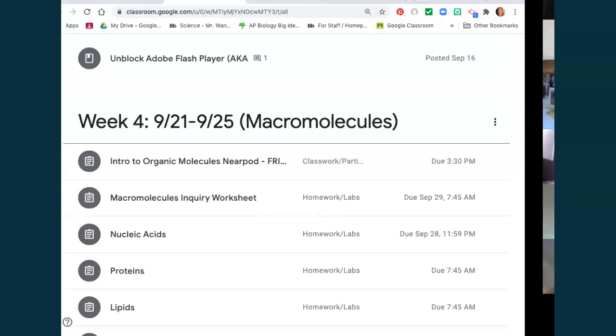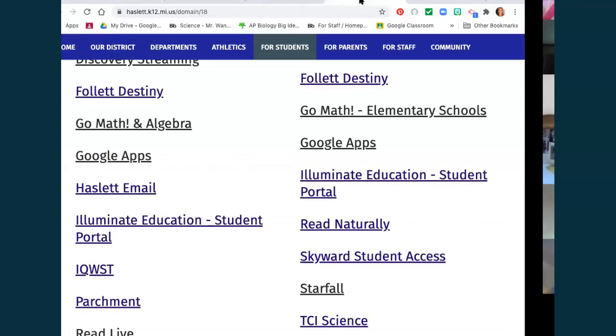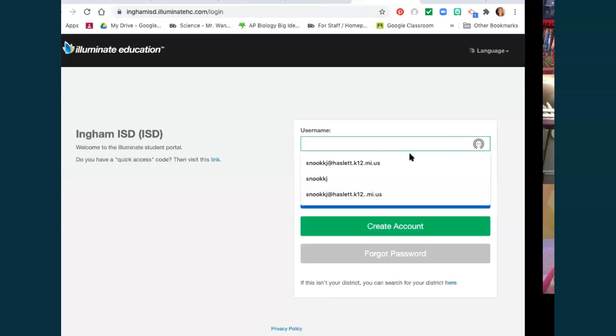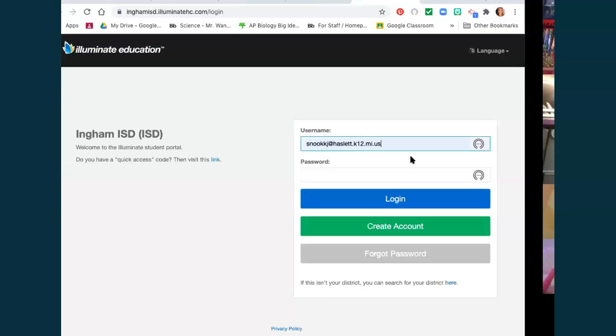Those of you who are going to try to investigate, and you can even do this on your own, hopefully, you should be able to go to For Students. So go to your school, hazlet.k12.mi.us. Then click on For Students. And this is where, because I'm not a student, I don't have the same access. So I'm hoping you see what I want you to see. Then you're going to go to Student Portal, Illuminate Education Student Portal. Your username will be your hazlet.k12.mi.us, and then it's your main login.